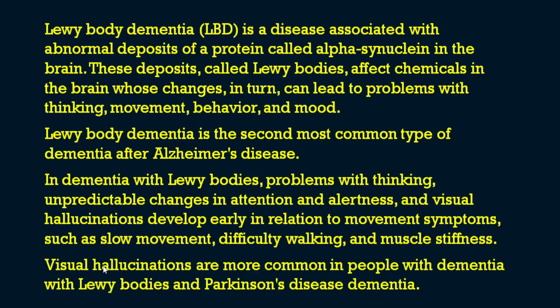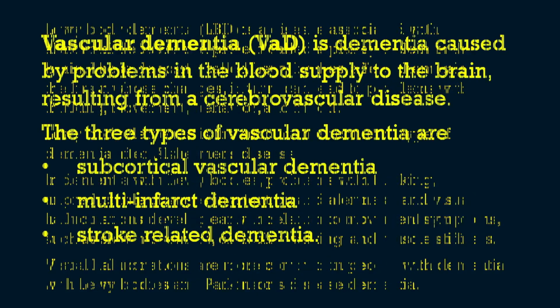And the answer for the question: visual hallucinations are more common in people with dementia with Lewy bodies and Parkinson's disease dementia. So this is the other dementia where we can see visual hallucination, that is Parkinson's disease dementia. Okay, so that's all regarding Lewy body dementia.